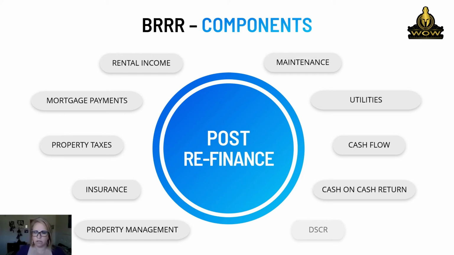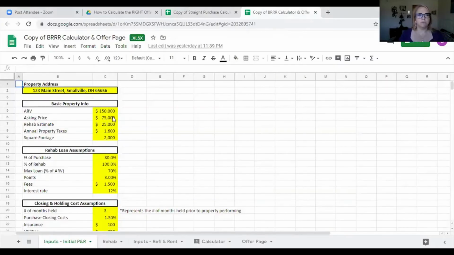All right, so I want to show you guys. The way I've done my calculator is I have everything initially on one page so I can see everything at once. I'm going to walk through some of the assumptions. Let's say the after rehab value was 150,000, the asking price was 75,000, and the rehab was 25,000. Those are just assumptions. Let's say the annual property taxes were 1,600, and square footage. I don't remember why I had that in there, but maybe for reference.